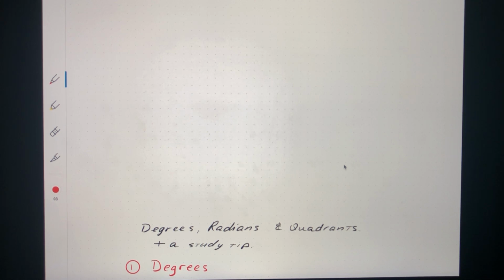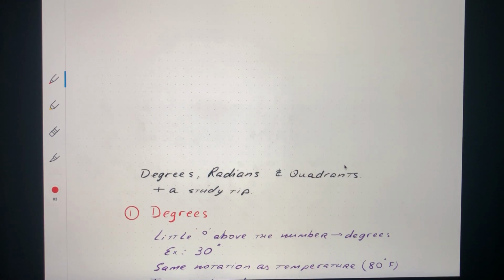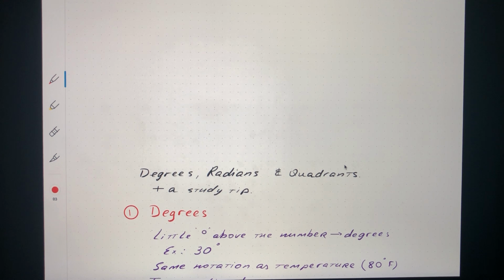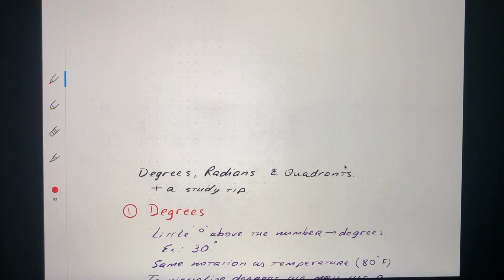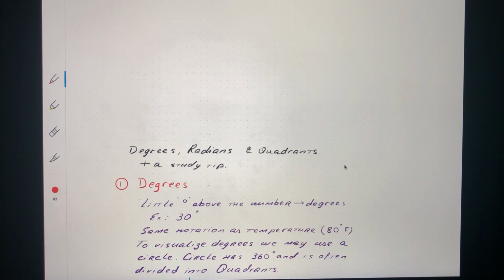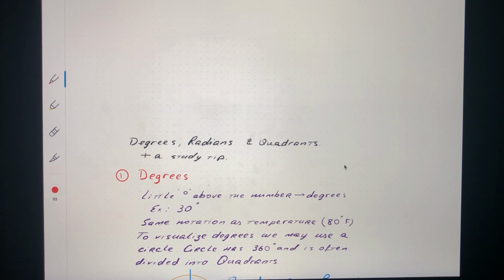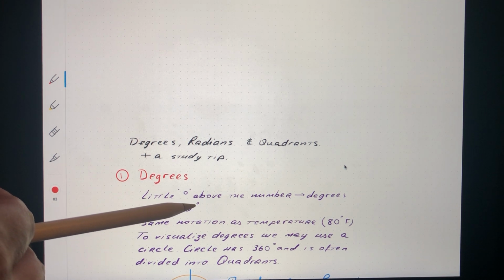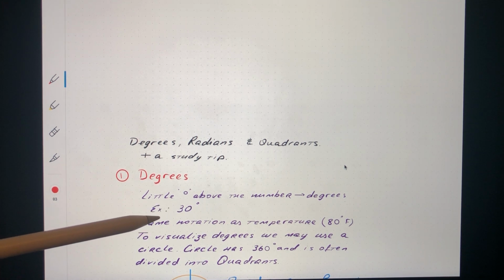Now, the first way to measure angles is degrees. Here, the notation for degrees is a little circle, just like we have for temperature. So when you see 80 degrees Fahrenheit or 30 degrees Celsius, that's the same exact notation. The little circle tells us that we are in degrees.